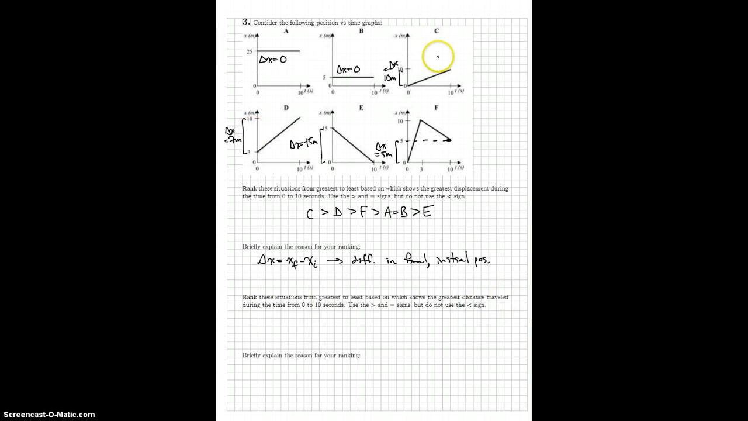So all of these that didn't turn around, their distances traveled are just the absolute value of the displacement. So this one's the only one that changes. This one, though, had a direction change. So it went 10 meters, and then turned around, it went the other direction 5 meters. So that's a total distance traveled of 15 meters. So F and E are equal, and they traveled further than C, which traveled further than D, which traveled further than A, which equaled B. Both of those went nowhere.